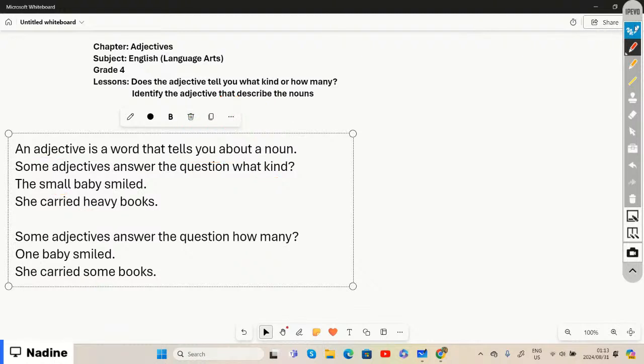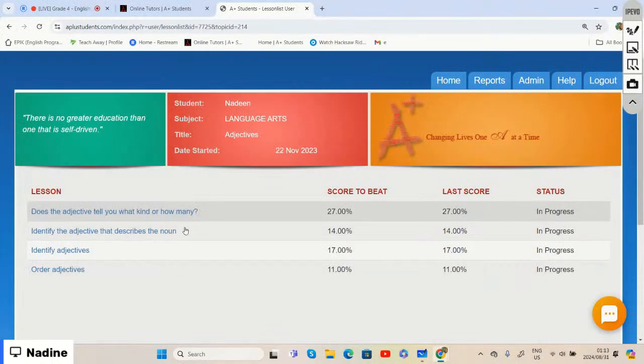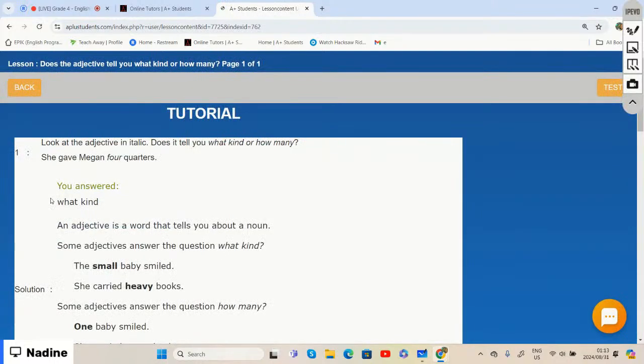All right, so now let's go to aplusstudents.ca and we're going to do our chapter on adjectives. And we're going to the first one that says, does the adjective tell you what kind or does it tell you how many?